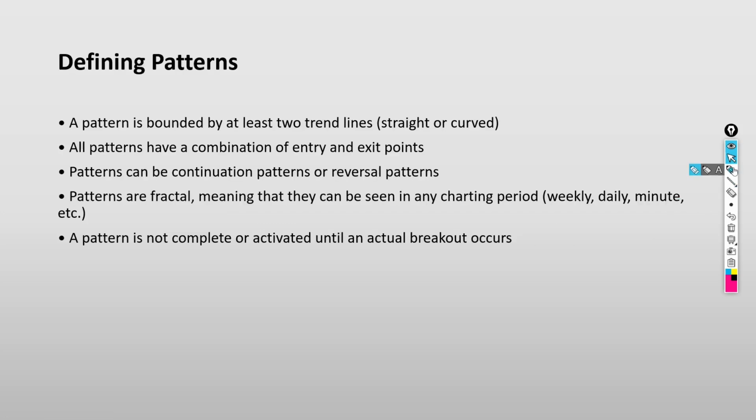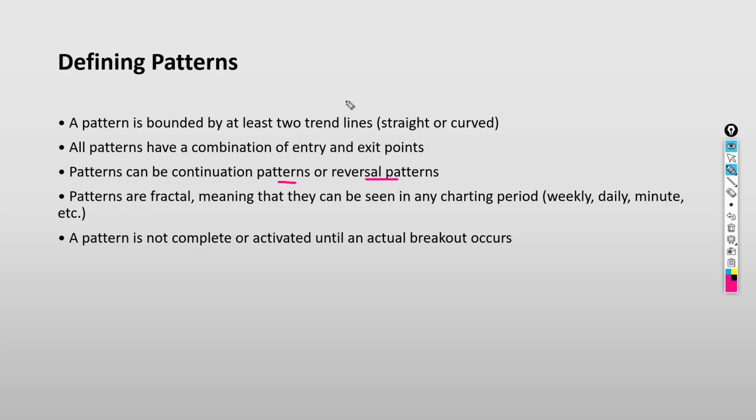So before we go any further, I want to define something about patterns. A pattern is bounded by at least two trend lines, either straight or curved. Patterns have a combination of entry and exit points, like the point at which you enter the trade and the point at which you exit. Patterns can be continuation patterns or reversal patterns.